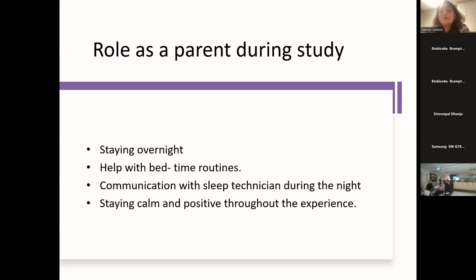It is also important for the parents to stay calm and positive throughout the process and act as a role model for their children. If the parents feel a little emotional, it is going to directly affect the children during the sleep study.